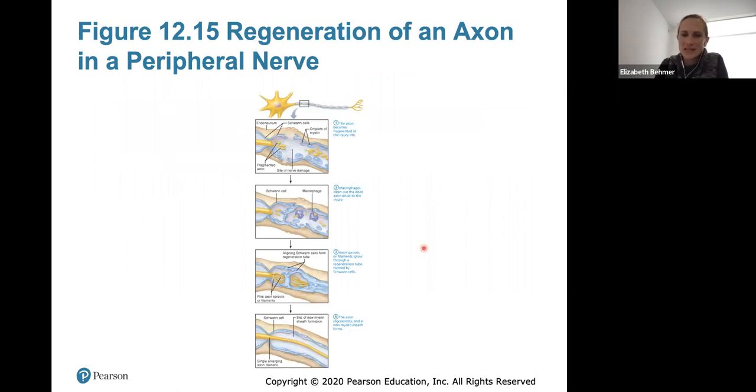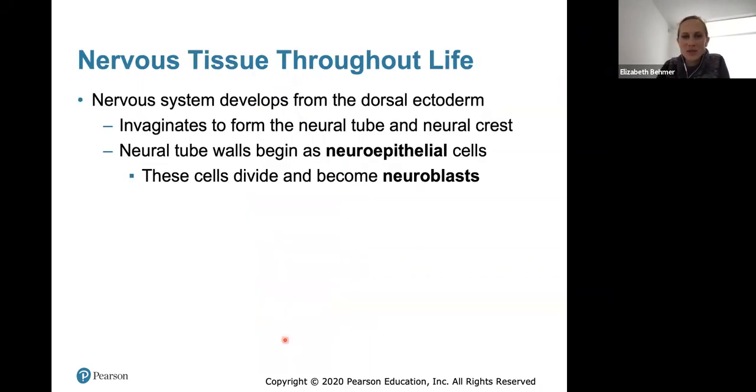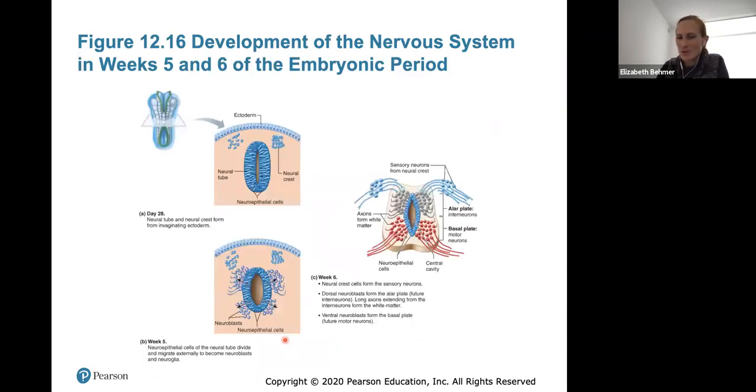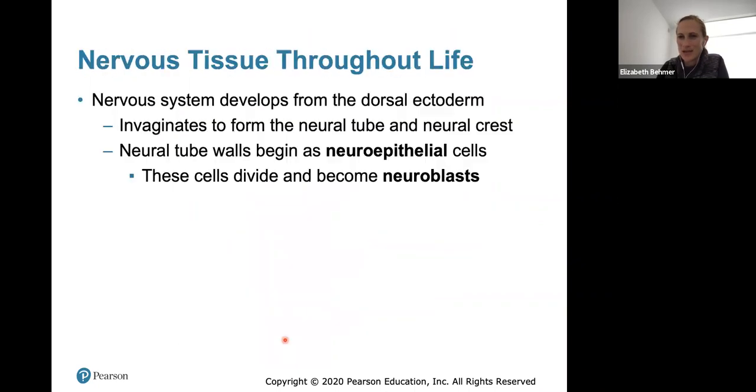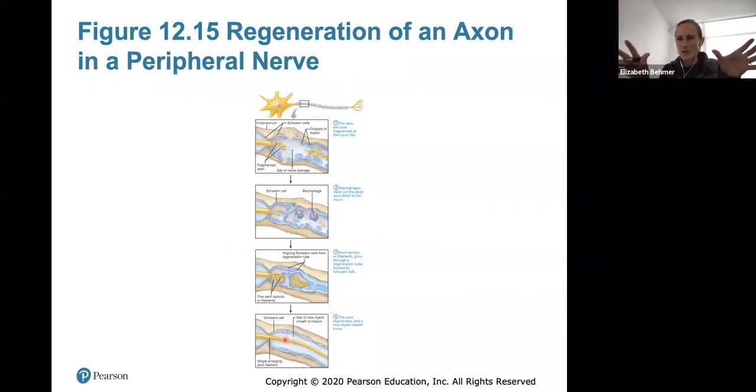So here's an example of a site of nerve damage. If an axon is severed, there is a little bit of regrowth, and there can be new myelin sheath formation forming partially. So you can kind of see here regeneration of an axon. The nervous system develops from the dorsal ectoderm. I don't cover a lot of embryology in this course, so I kind of keep that out, because embryology could almost be a whole separate course.